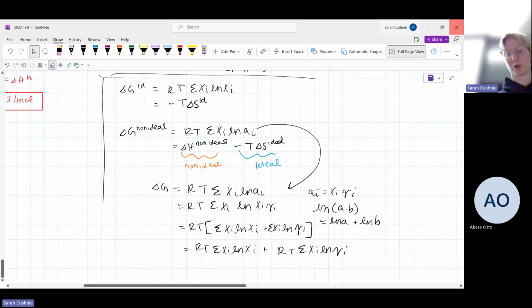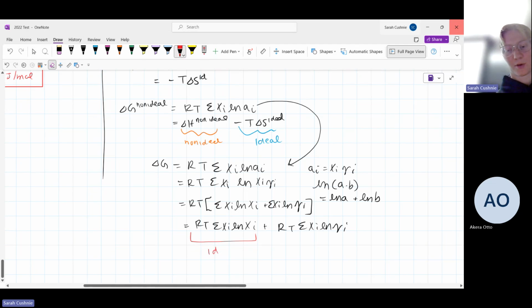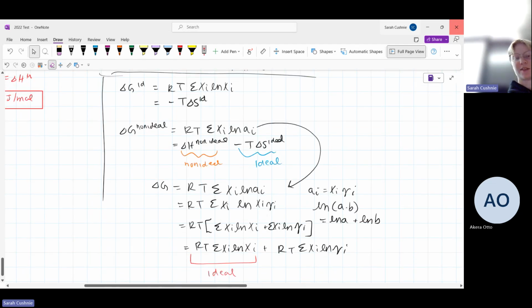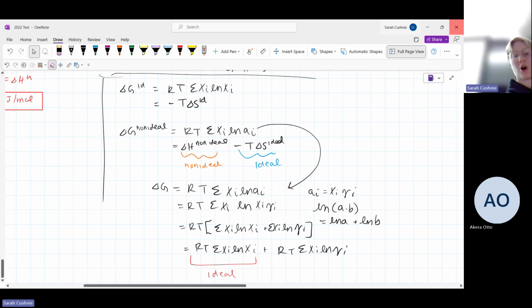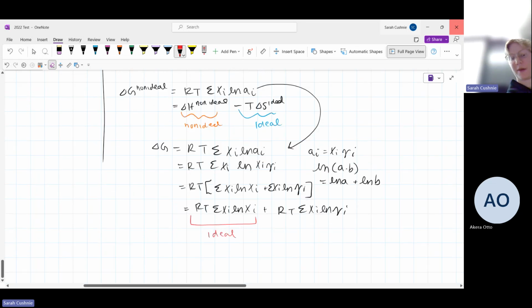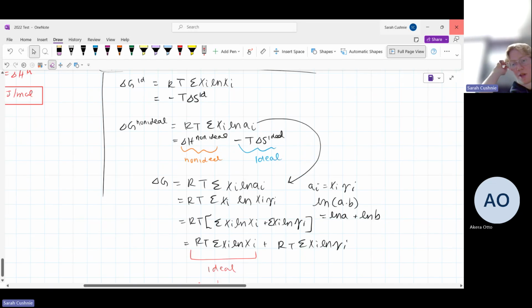It took a lot of steps to do it, but hopefully you see how I got there. And now we look at this and we see, wait, this step right here is exactly the same way we defined our delta G ideal. So this is our ideal component. And note that this is also the way we define our delta S of mixing, right? Or for an ideal solution, we say that delta S is equal to RT sum of xi ln xi. So we can say that this basically correlates to the entropy of mixing, because it's all of that ideal component.